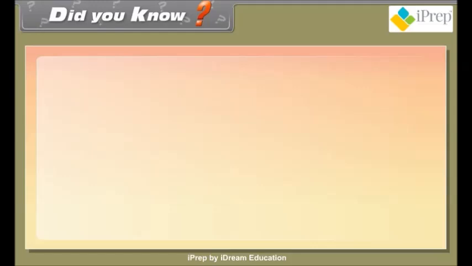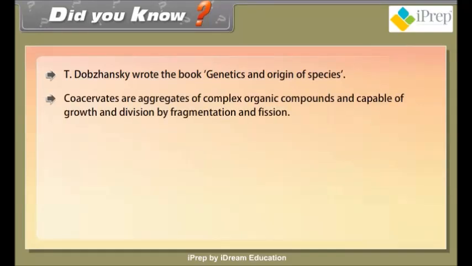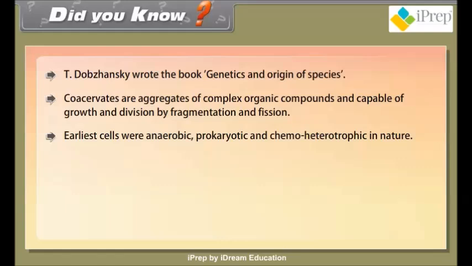Did you know T. Dobzhansky wrote the book Genetics and Origin of Species? Coacervates are aggregates of complex organic compounds and capable of growth and division by fragmentation and fission. Earliest cells were anaerobic, prokaryotic, and chemoheterotrophic in nature. A.I. Oparin wrote the book Origin of Life in 1936.